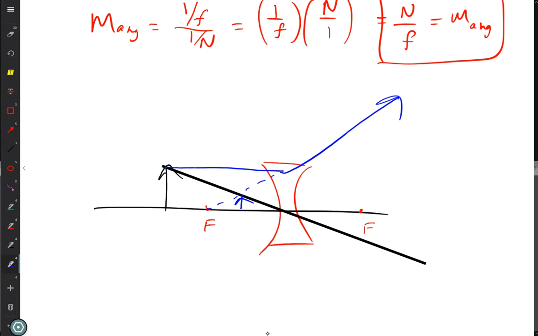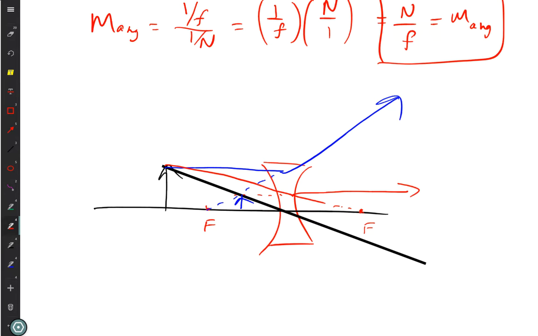And the focal ray would be going like this. So I'd have the image there. Is that a bigger or smaller image? It's smaller. It's not going to help me magnify anything. So that's why we don't use the diverging lens for a magnifier. We only use the converging lens for a magnifier.